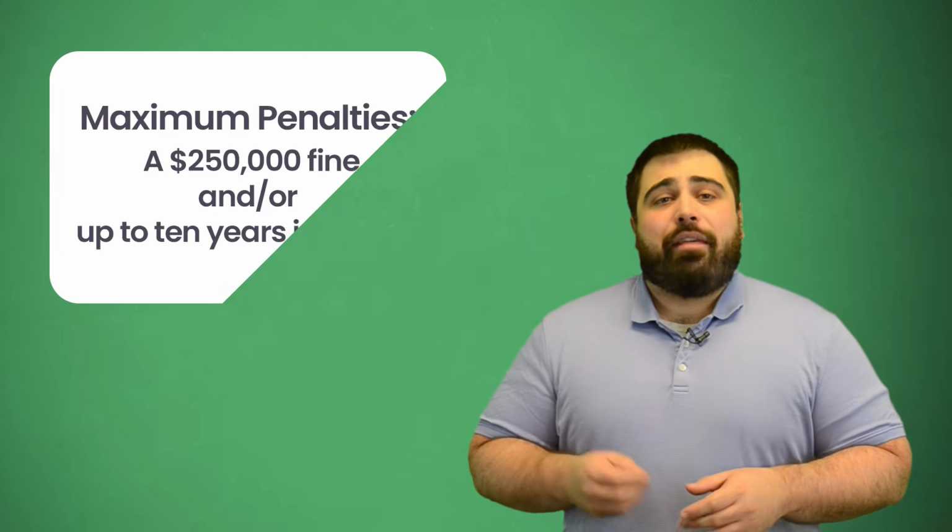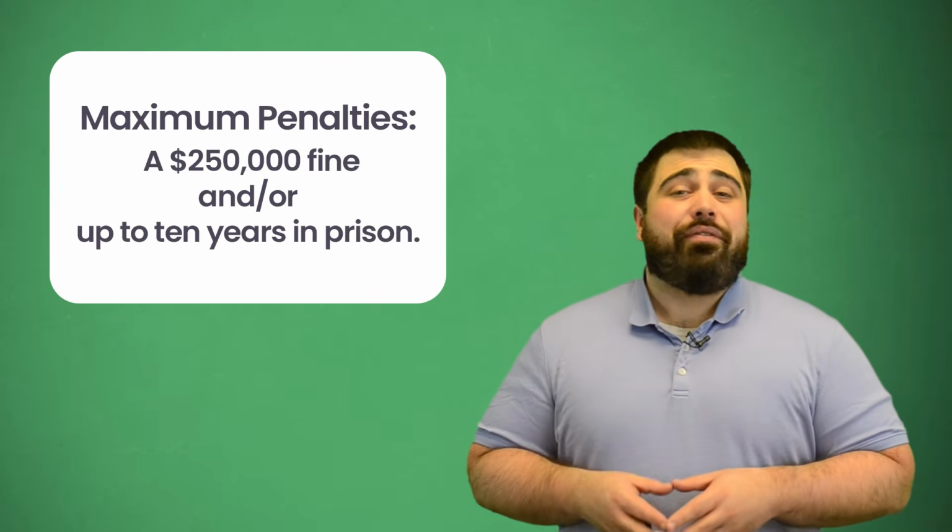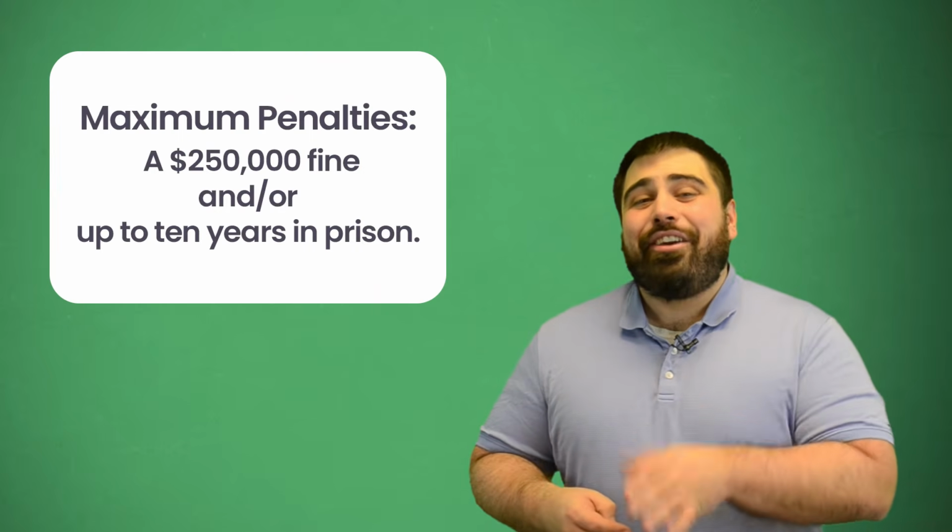The third tier for criminal HIPAA violations involves the wrongful disclosure of individually identifiable health information under false pretenses. In this instance, the perpetrator does so with the intent to sell, transfer, or use for commercial advantage, personal gain, or malicious harm. The maximum penalties involve a $250,000 fine and/or 10 years in prison.